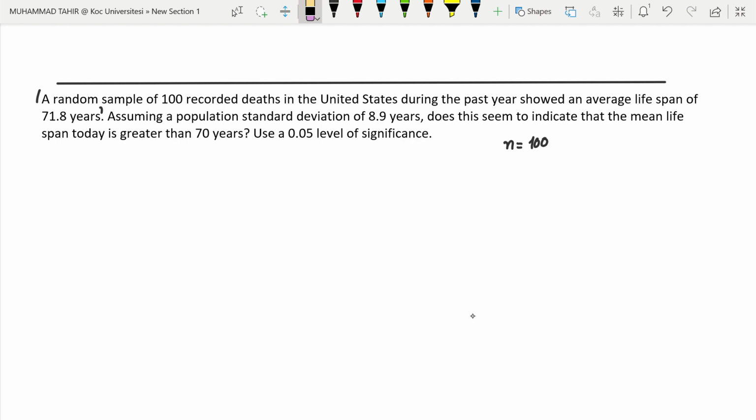So n is 100. What else do I have given? Because they are talking about sample, the average lifespan, average of sample is given as 71.8. What else? If you read the next line, it talks about population, and the standard deviation sigma is 8.9, and finally alpha is given. Let me use red color.